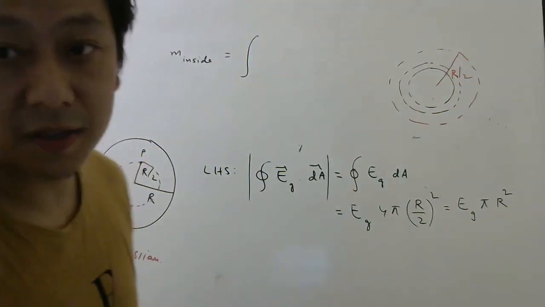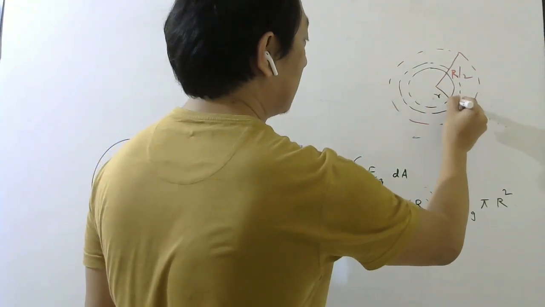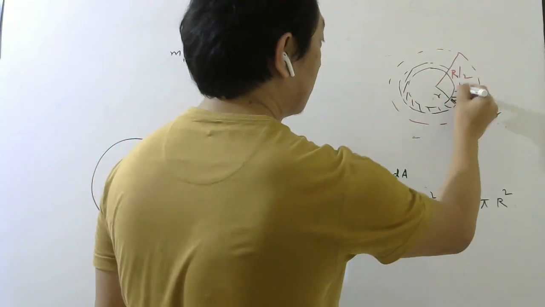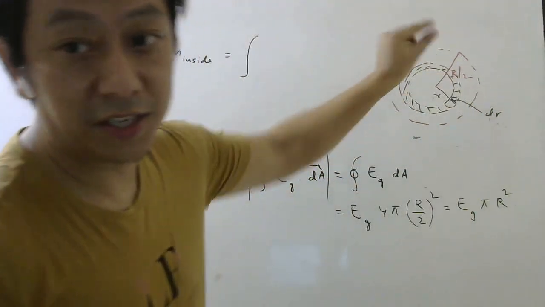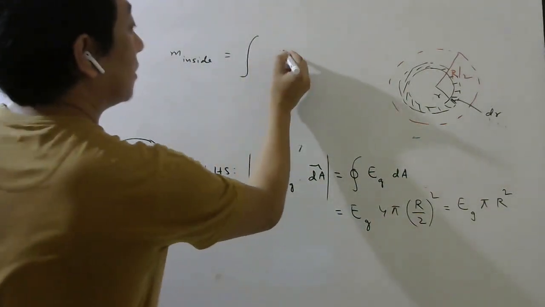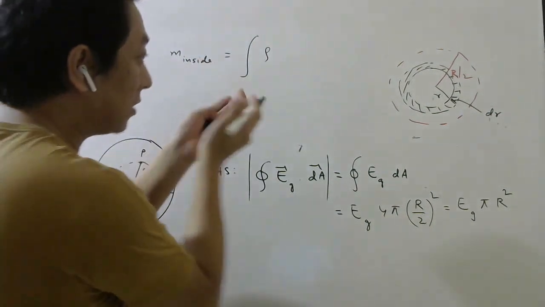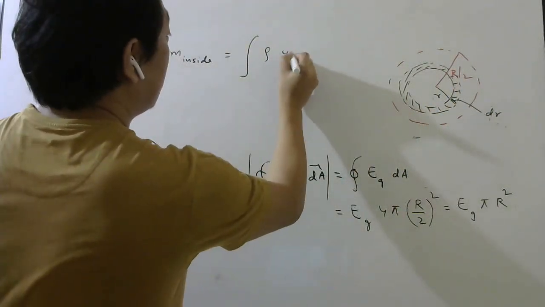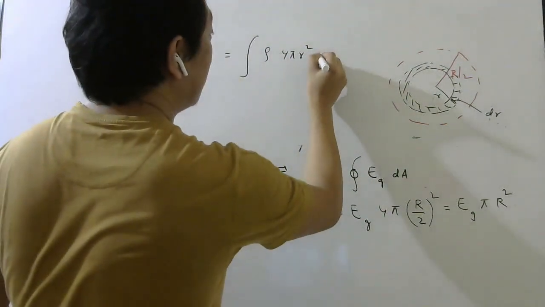Thin shell, okay, spherical shell, whose radius is r, thickness is dr. So first let me find the mass of this. The mass of that small spherical shell will be density into volume of this. The volume of this spherical shell will be what? Area into thickness. Area will be 4 pi r square because it is a spherical shell, and thickness is dr.